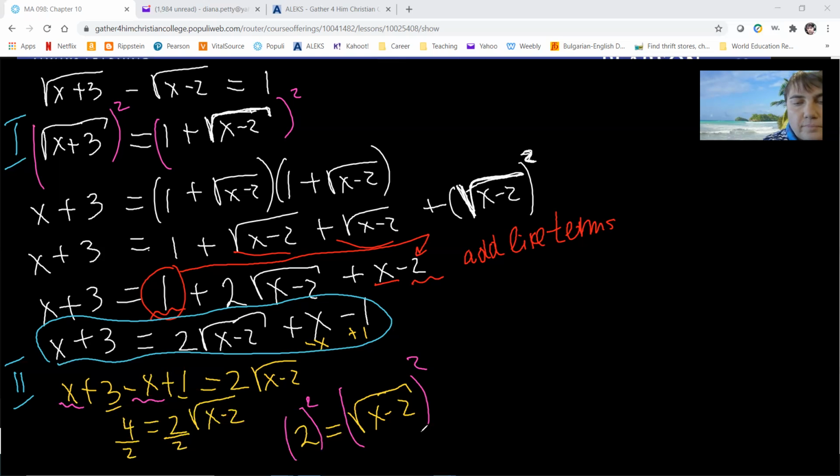So 4 would equal x minus 2, right? And then plus the 2, so 6 equals x. Let's see if this is a real solution. I don't know how they can be extraneous. Okay, 6. At least we have only 1 to check.